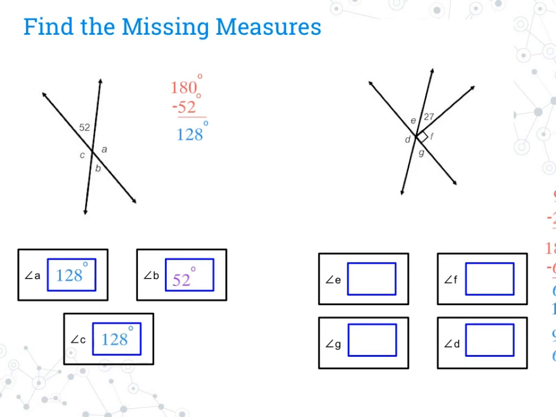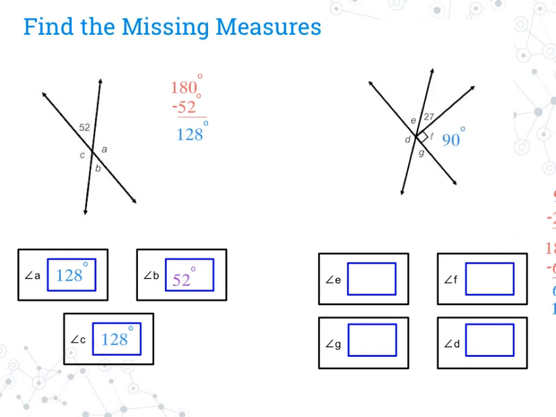Let's take a look at the one to the right. So the one on the right, the only thing they gave us was 27 degrees, and they're missing 4 different angles, so we've got to figure out what is missing. So I'm going to start with angle F, because angle F has a right angle marker. So I know right away that that one is going to be worth 90 degrees.